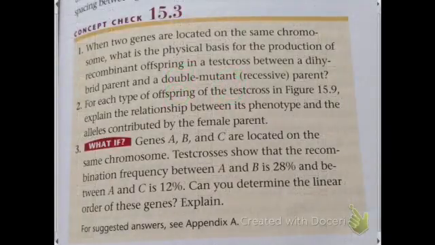Now let's look at how we can apply genetic mapping to questions. This question is found on page 297, and it is question 3. It says, genes A, B, and C are located on the same chromosome. Test crosses show that the recombination frequency between A and B is 28%, and between A and C is 12%. Can you determine the linear order of these genes? Explain.